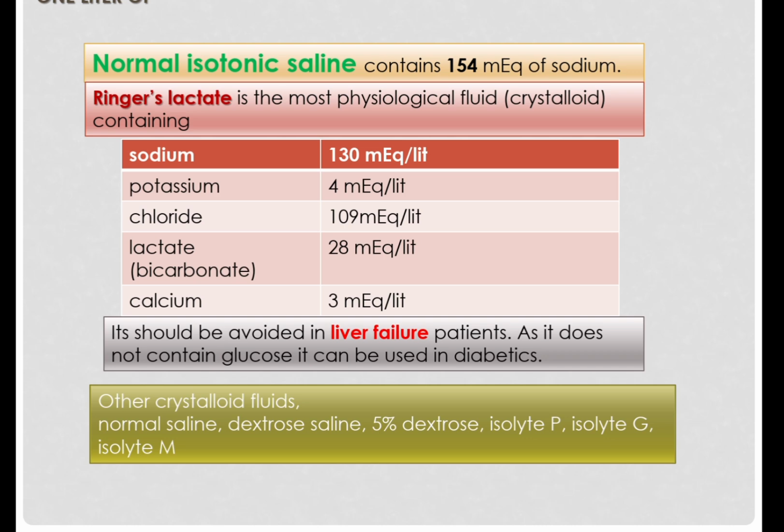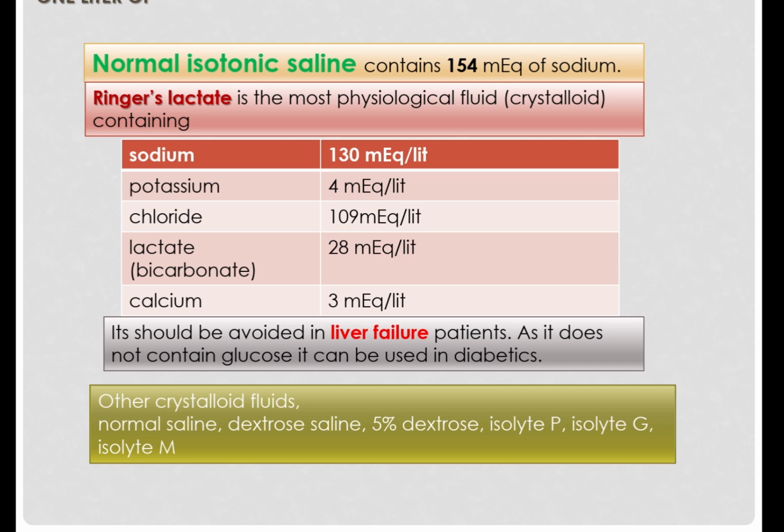So normal saline contains 154 milliequivalents of sodium. Ringer's lactate is the most physiological fluid, a crystalloid containing sodium, potassium, chloride, lactate, and calcium. Sodium is 130 milliequivalent per liter, potassium is 4 to 5, chloride 109 or 111, lactate is 29, and calcium is 3 milliequivalent per liter.